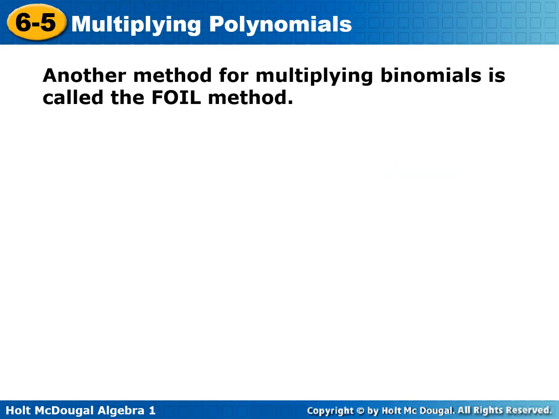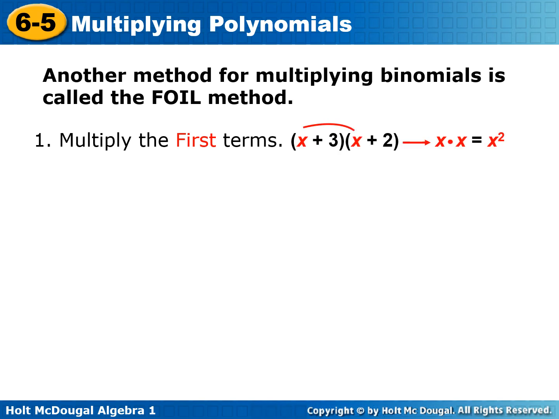Alright, so another method for multiplying binomials is the so-called FOIL method. I'll still use the same factors. So we have here the quantity of x plus 3 times the quantity of x plus 2. We begin by multiplying the first terms. What's the first term in the quantity of x plus 3? Of course, it's x. How about in the quantity of x plus 2? It's also x. So we multiply these two first terms, x times x, and that will give us x squared.